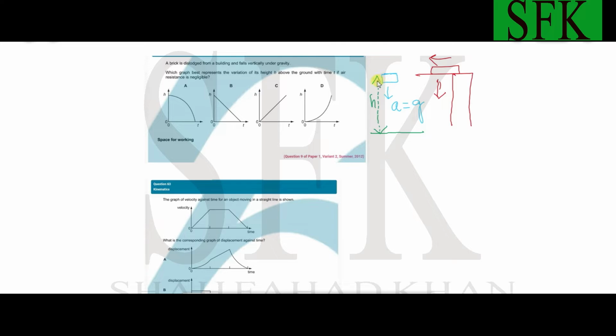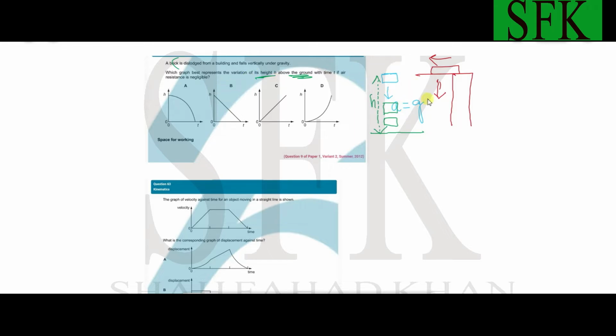As time passes, this height will start decreasing because the brick keeps moving downwards and downwards. So the value of h must decrease. So C and D cannot be the answers, because over there the values of h are increasing, and h represents the variation of the height above the ground. Now let's look at A and B. Either A or B can be the answer.